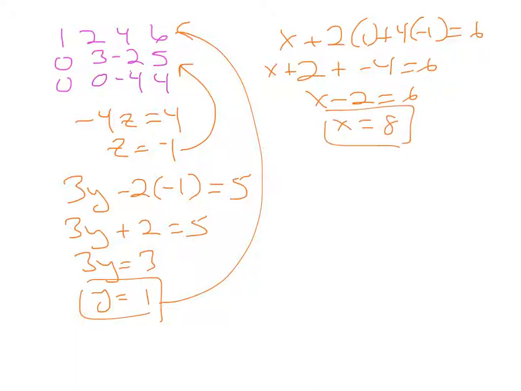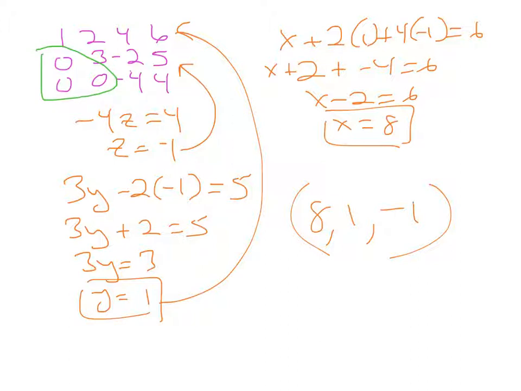It wasn't... it was nicer when we had that matrix with all the ones and zeros in it, but this wasn't so bad, right? This only took me probably 30 seconds to come up with my x, y, and z. My x was 8, my y is 1, and my z is -1, and that's the final answer.